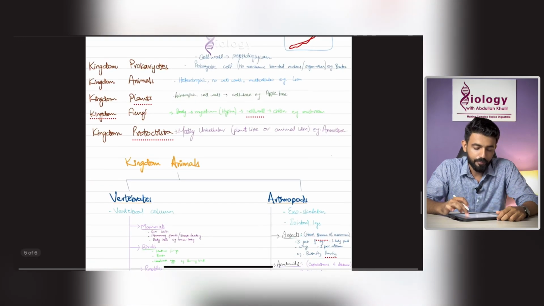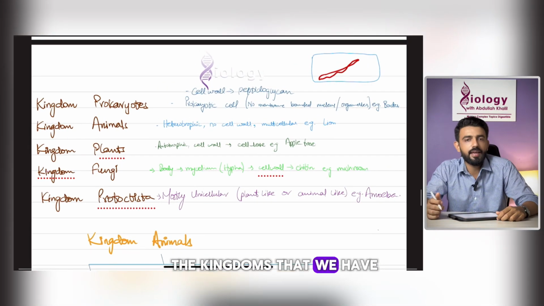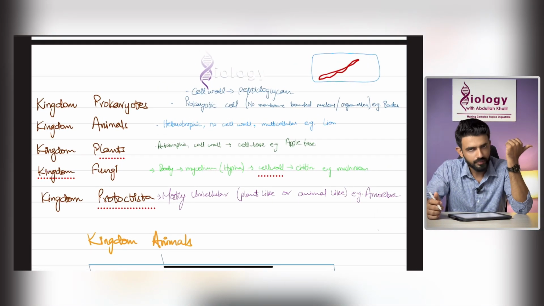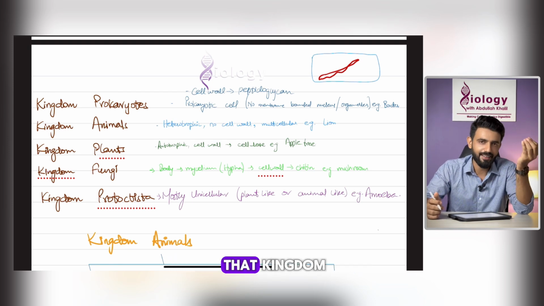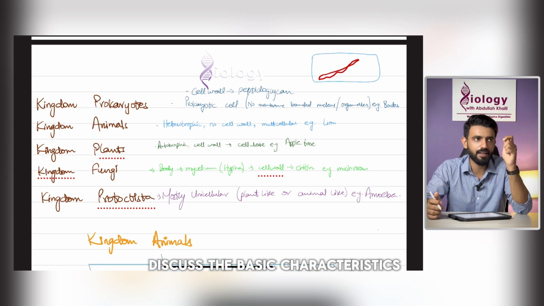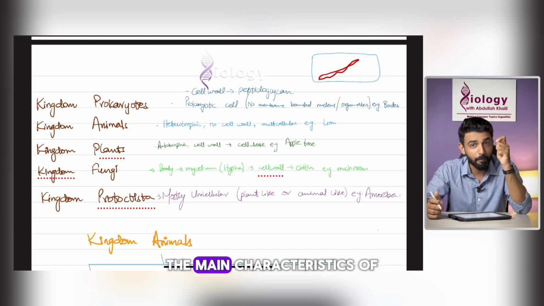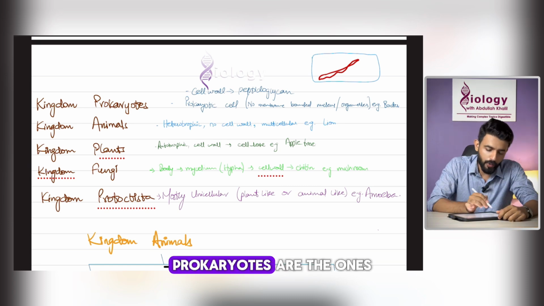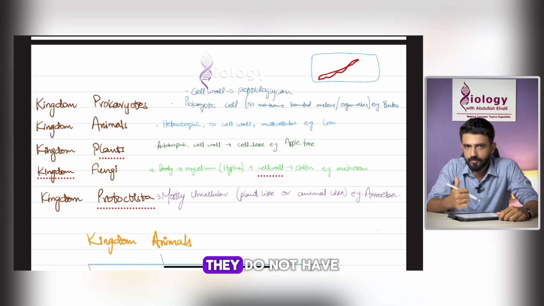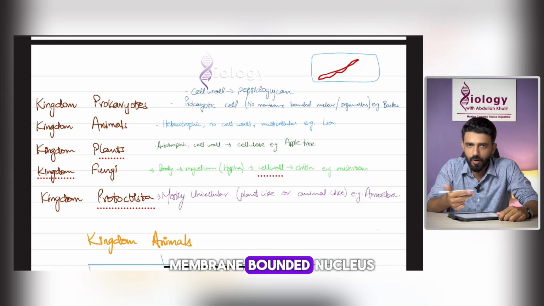Moving forward, now we talk about the kingdoms that we have, and the basic qualifications of being in each kingdom. We are going to discuss the main characteristics of all these kingdoms. So prokaryotes are the ones that have a prokaryotic cell. They do not have membrane-bounded organelles or a membrane-bounded nucleus.